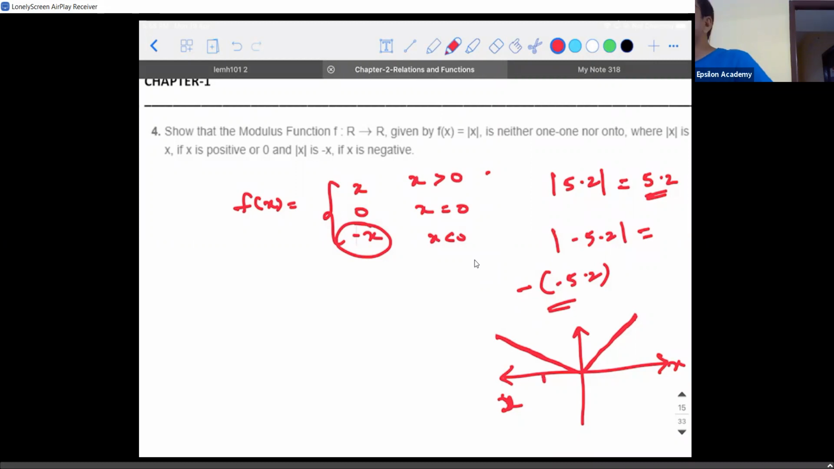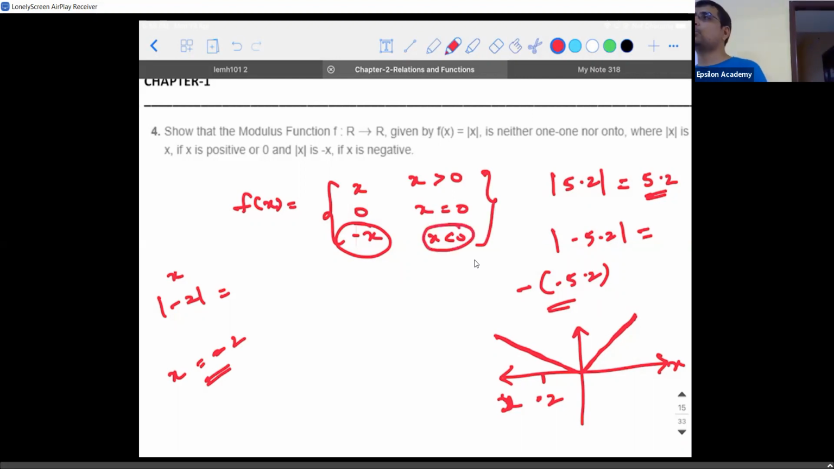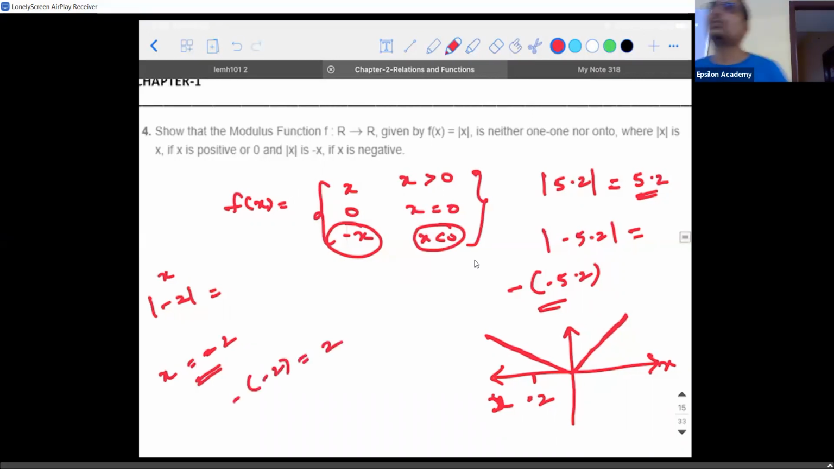If I take the x value as minus 2, what is the modulus of minus 2? So the function says this is x. If you look at the way we have broken the function, if x is less than 0, what operation are you supposed to do to the x value? You should write it as minus x. X would have the value minus 2, so minus of minus 2 we will get as plus 2. That is why f of x is equal to minus x.